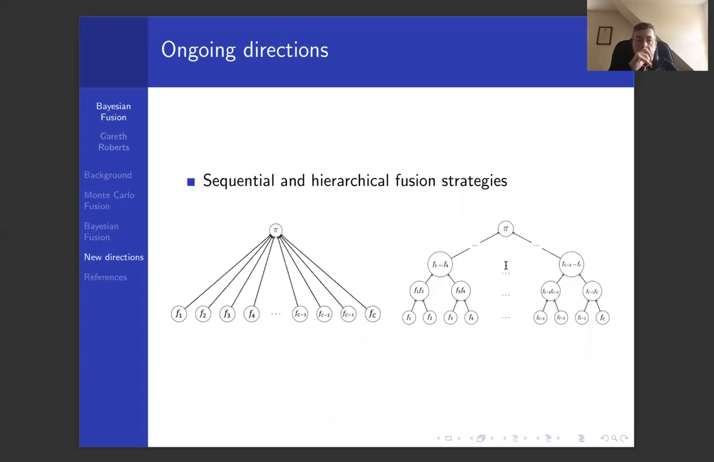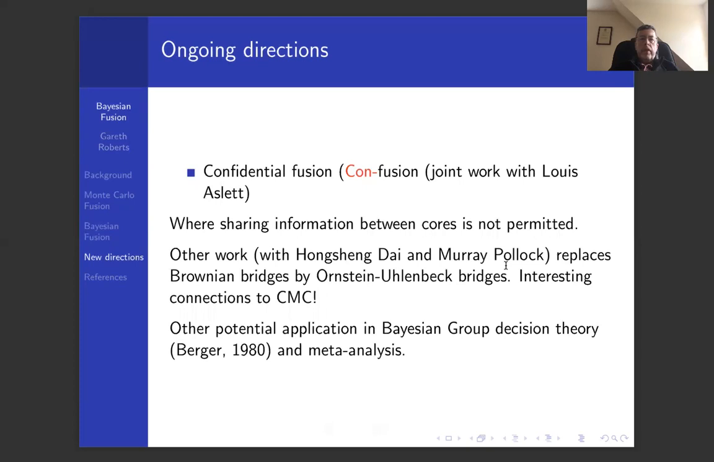Another thing is that when we actually combine these densities, there are different strategies for doing this combination. So all the examples that we've given in the talk so far have been in the format on the left-hand side. Whereas we have something substantially more intricate, such as the hierarchical structure on the right-hand side. And there are definitely interesting questions as to which kind of structure for combining the densities is optimal. And the third thing, which I mentioned briefly earlier on, is the confusion project, which is all about combining confidential inferences, and this is joint work with Louis Asler.